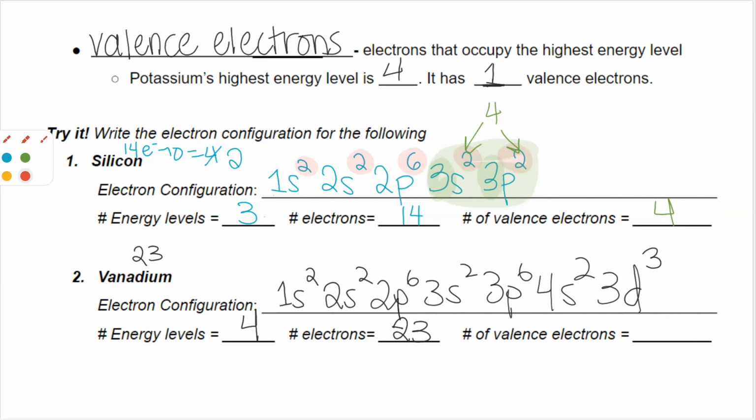So we're looking for our energy level number 4. Whoops, I didn't change the correct pen. Let's try that again. We're looking at energy level number 4 right here. There's only one thing with a 4 out front, and that s orbital only has 2 electrons. So our valence energy level has 2 electrons in it. Just these 2 electrons. So our valence energy level has 2 electrons. Does anyone have any questions?